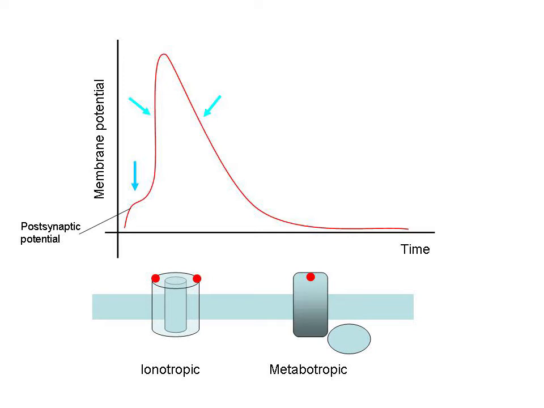Metabotropic receptors, on the other hand, use an intermediary protein called G proteins, and they activate an enzyme, usually within the cell, which produces an intracellular messenger, called a second messenger, like cyclic AMP or IP3. No matter which receptor is activated, what happens is a change in the membrane conductance in the postsynaptic membrane.